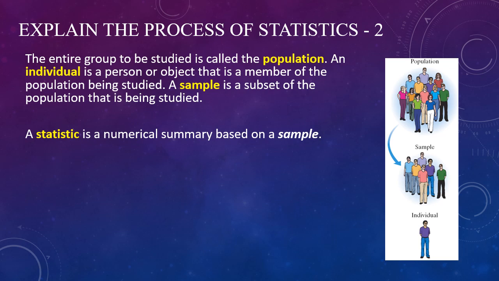A statistic is a numerical summary based on a sample. So again, the sample is a smaller grouping of the population, and a statistic is a numerical summary based on the sample. If we did a study with 100 students and found that 52% would return it, that 52% would be a statistic. 52% of the sampled population would return the money.